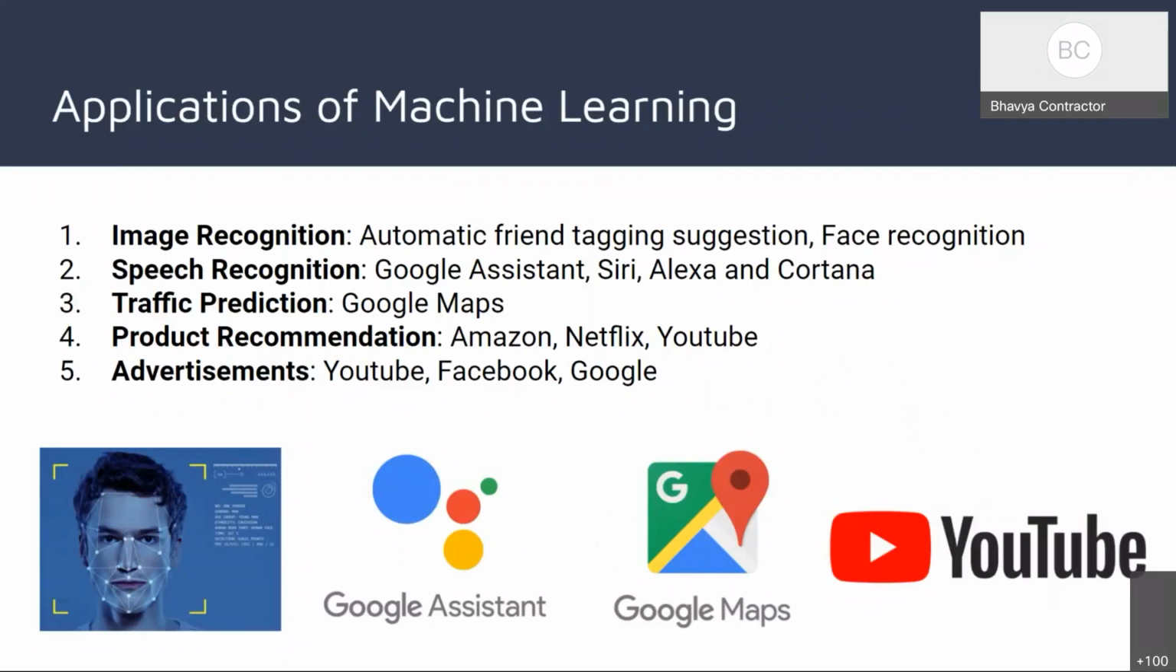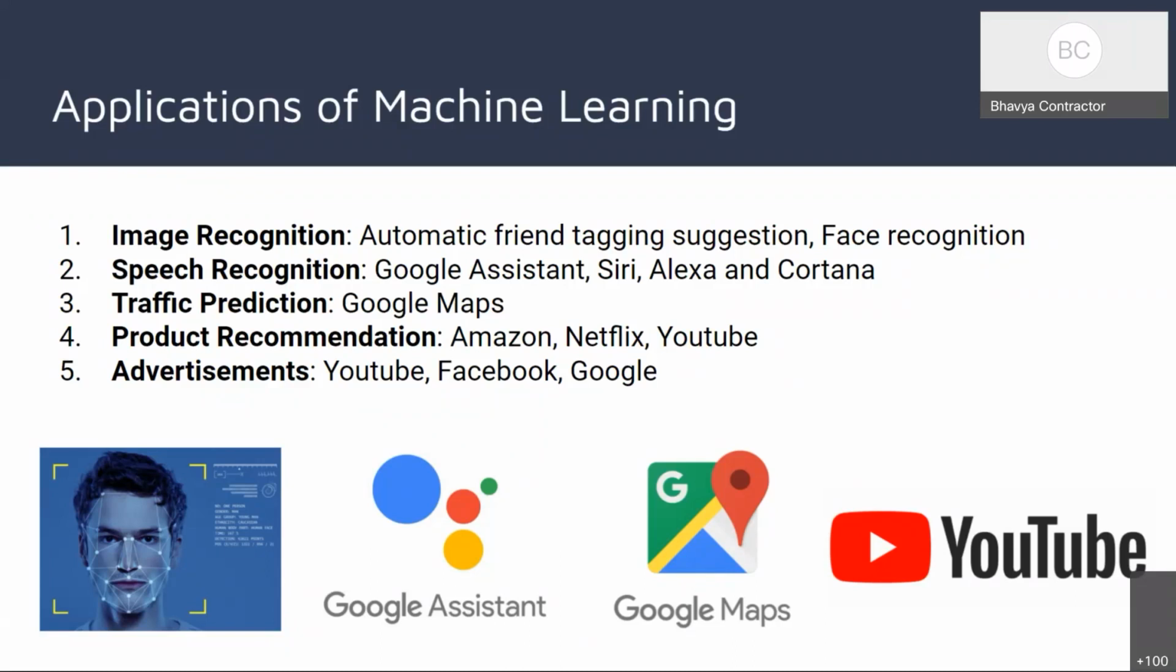Now, some very interesting applications of machine learning. The first one is image recognition. You all must have used Facebook, and in that you must have noticed that there is an automatic friend tagging suggestion. If you post a photo on Facebook, it automatically recognizes faces and gives suggestions that this person is this. That is the automatic friend tagging suggestion on Facebook, and this also uses machine learning algorithms.